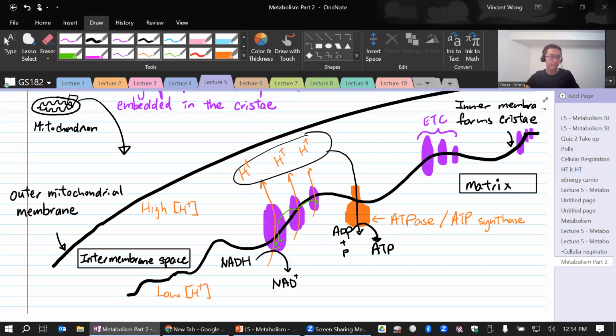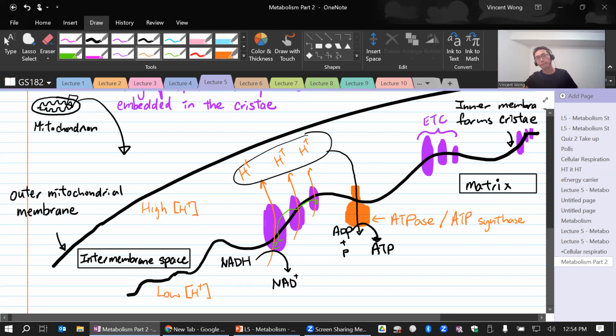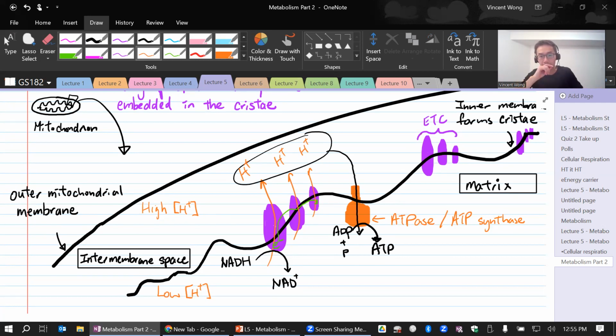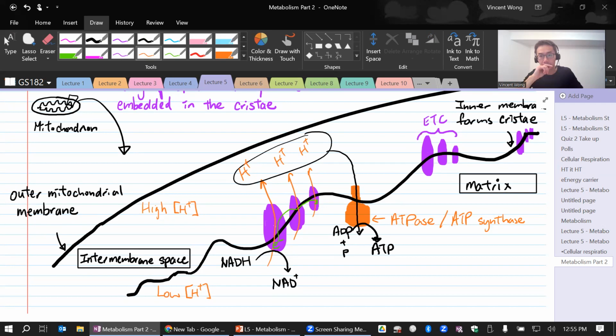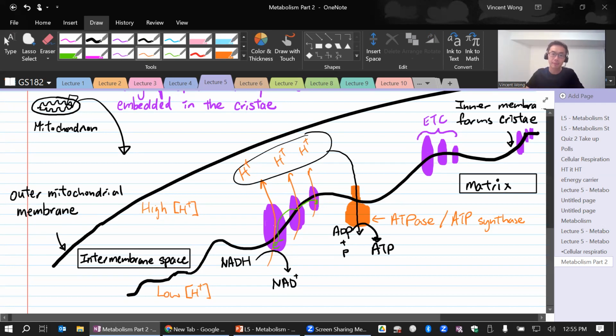I just wanted to ask, can you go over the part where you said that it cannot pass through the intermembrane space? Like why do we need the ATPase thing? Yeah. Okay. So this inner membrane is same as the cell membrane, right?